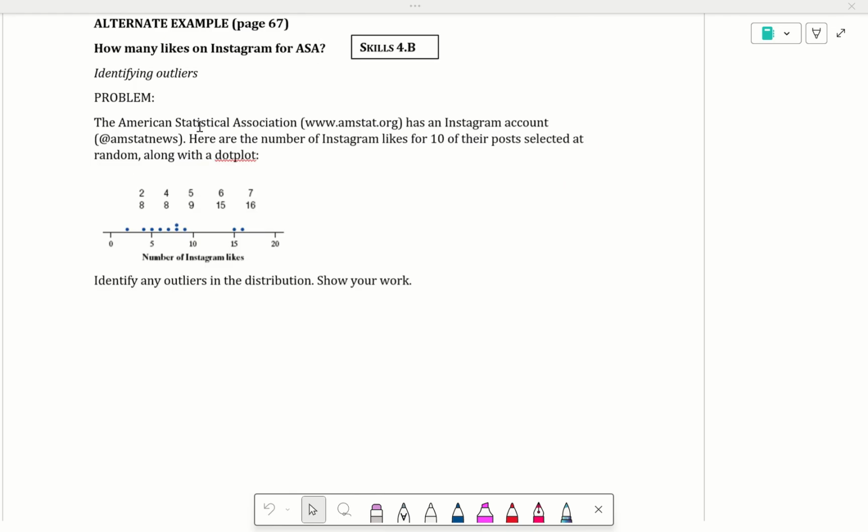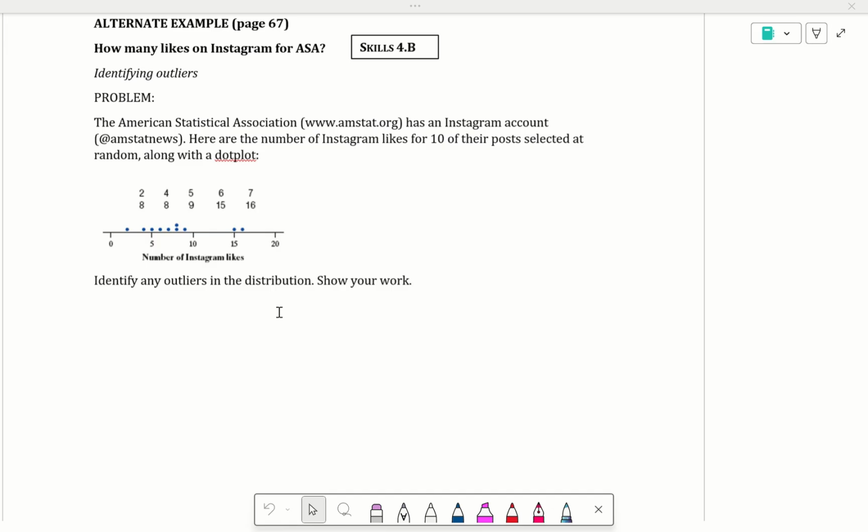Let's take a look at this problem. The American Statistical Association has an Instagram account. Here are the number of Instagram likes for 10 of their posts selected at random, along with a dot plot. So 2, 4, 5, 6, 7, 8, 8, 9, 15, and 16. There you see the dot plot that accompanies that. Identify any outliers in the distribution, show your work.